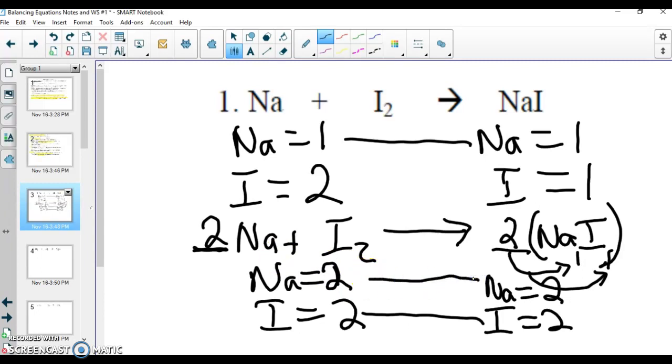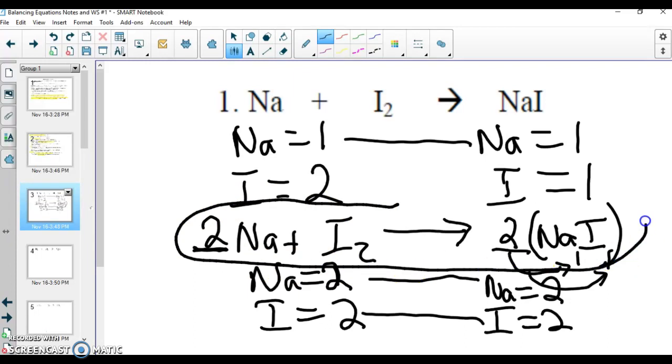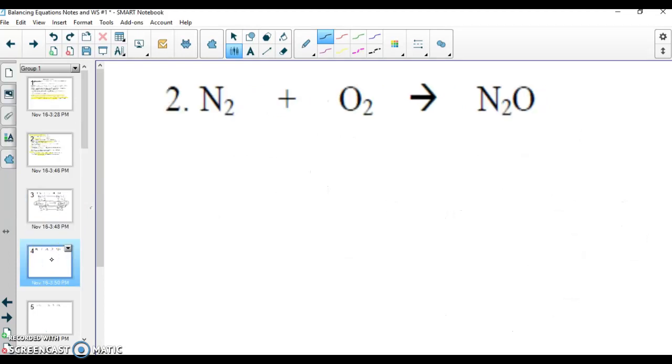And I'm going to take that balanced equation, write it on my worksheet, and put a big circle around it on my work that I'm going to turn in. And that question is done. The second one, N2 plus O2 yields N2O.